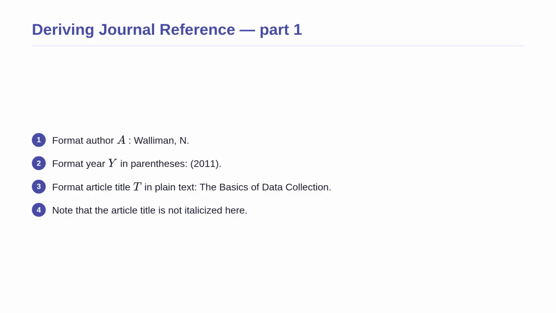Let us unpack the reasoning behind this journal citation step by step. We again start with the author variable, formatting it as Walleman N, followed by the year, 2011, in parentheses. This matches our book formula perfectly. However, notice the title variable. For a journal article, the title of the article itself, The Basics of Data Collection, is written in plain text, not italics. This is a key distinction. The article is just a small part of a larger container, and standard formatting rules treat the container differently than the item inside it.